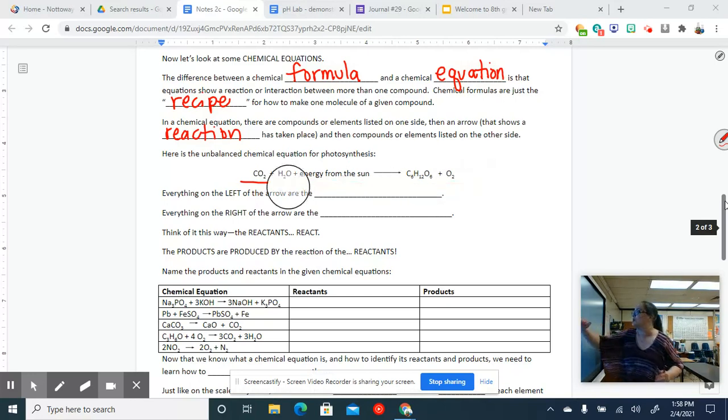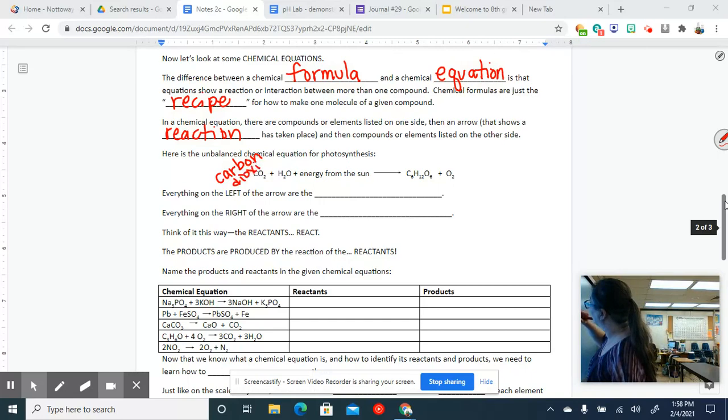That's right, carbon dioxide. Someone knew that. If you don't know that CO2 is carbon dioxide, please make a note to yourself that CO2 is carbon dioxide. And then H2O is, of course, water. And again, if you don't know that H2O is water, then you need to make yourself a note of that. Now, we know that that's what plants need: carbon dioxide and water, and then energy from the sun.